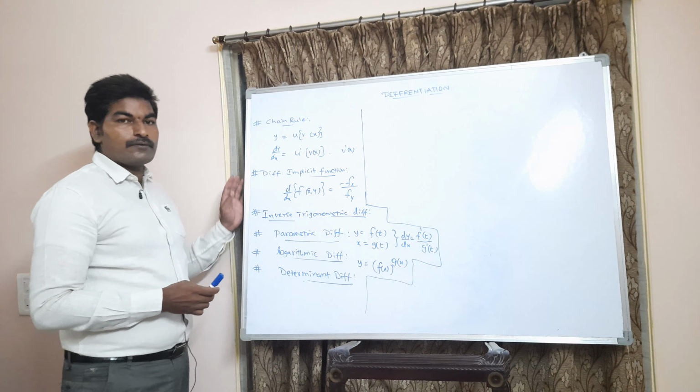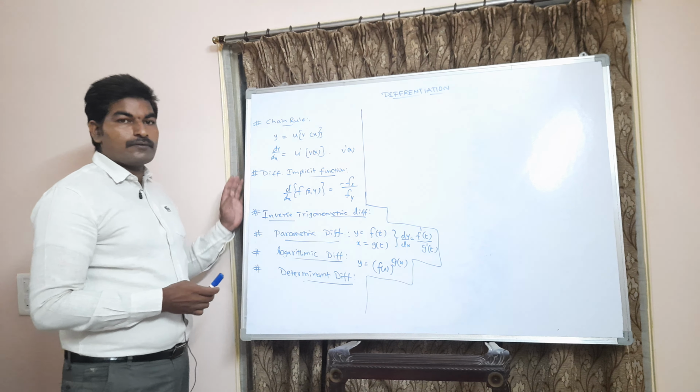Next, differentiation of implicit function. You have to know the meaning of this word, implicit function. There are two kinds of functions that exist in mathematics. One of them is the implicit function and the other one is the explicit function. Implicit and explicit.